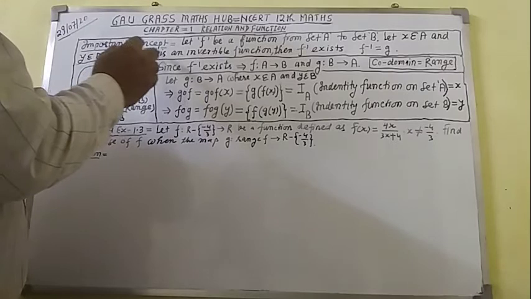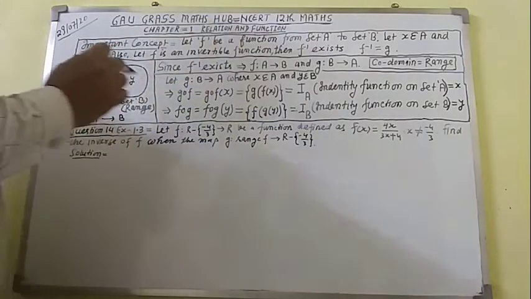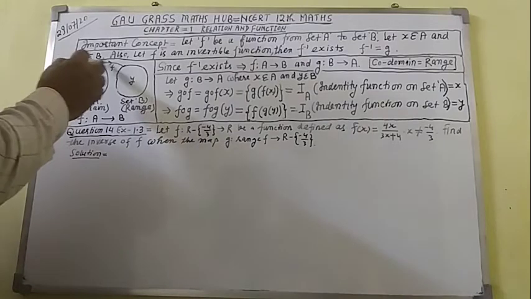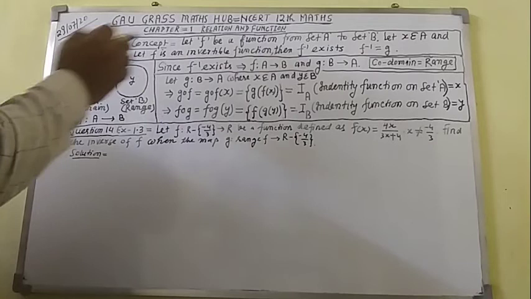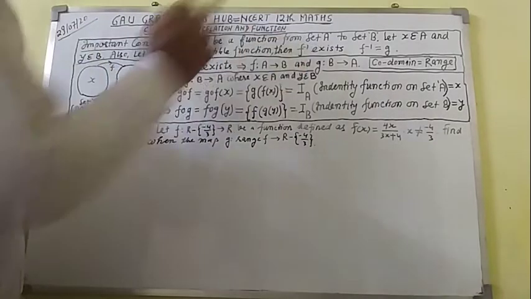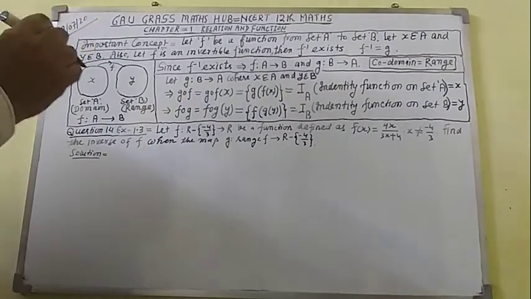Also let f be an invertible function. Here you can see f is a function which is invertible. This means that f inverse exists. f inverse is equal to g. This is the formula you must remember.